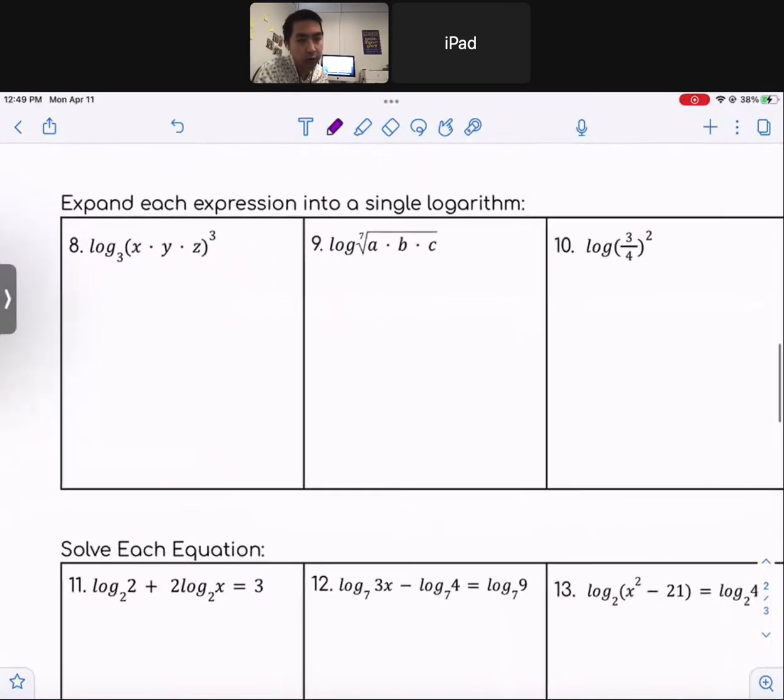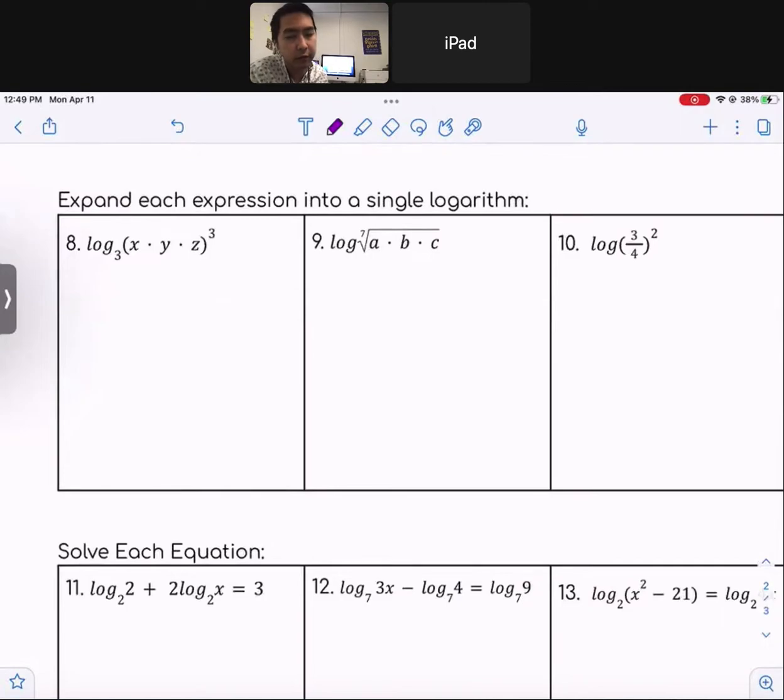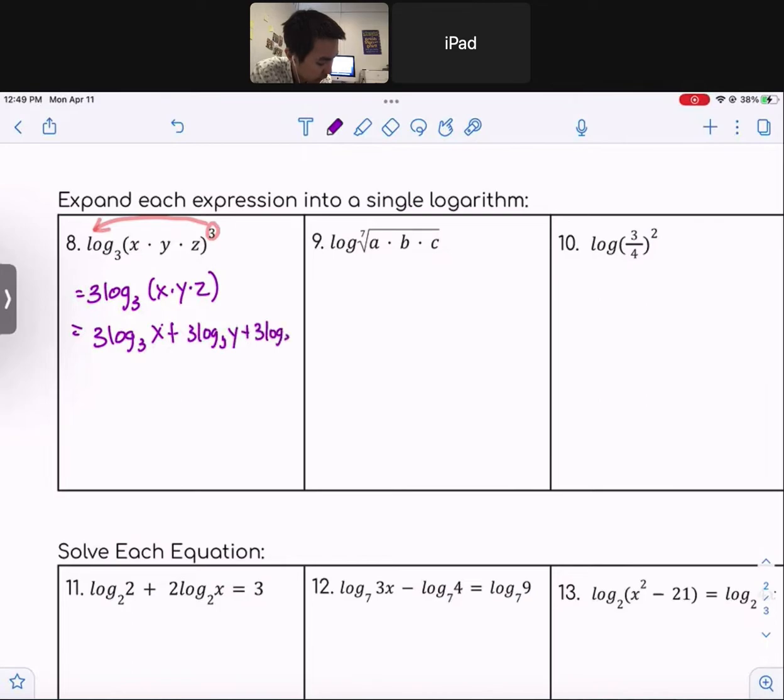Now we're going in reverse. Now we got to expand this stuff. So I'm first going to move my 3 to be a coefficient. And now we can expand it by putting a plus symbol in between each log. So 3 log base 3 of x plus 3 log base 3 of y plus 3 log base 3 of z. And that's number 8.